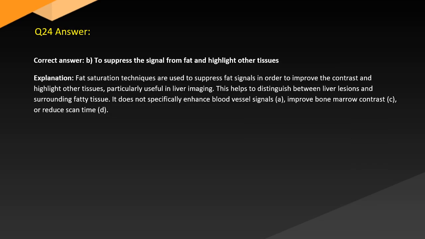Answer. Correct answer: B. To suppress the signal from fat and highlight other tissues. Explanation. Fat saturation techniques are used to suppress fat signals in order to improve the contrast and highlight other tissues, particularly useful in liver imaging. This helps to distinguish between liver lesions and surrounding fatty tissue. It does not specifically enhance blood vessel signals.